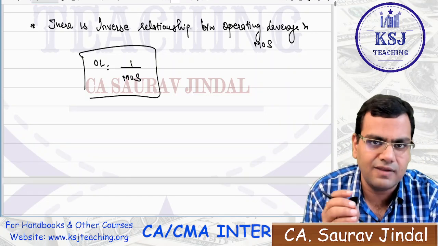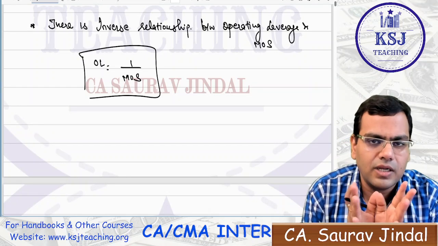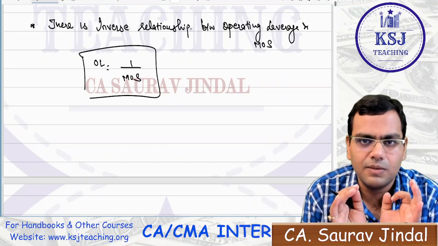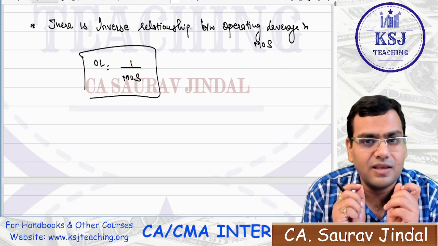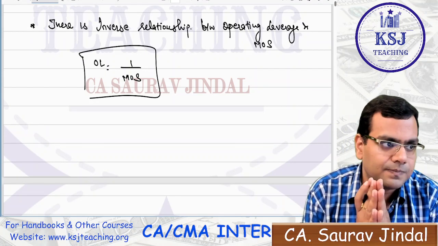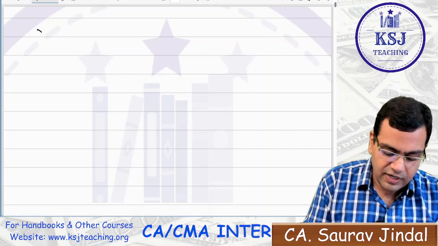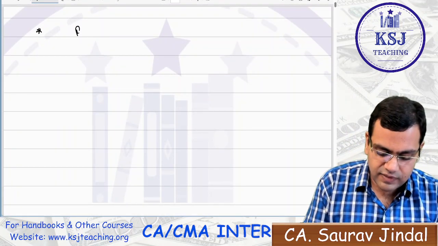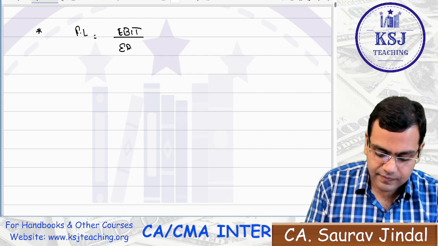I will not go into the derivation. I've done the derivation in my regular batches. But here I am not going into the derivation. The simple thing that you have to remember is that operating leverage and margin of safety are inversely related. Now, one more thing here. When we talked about the financial leverage, we say financial leverage is equal to EBIT divided by EBT.